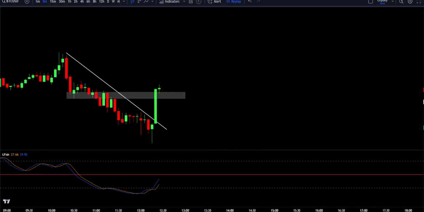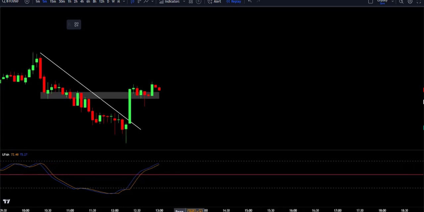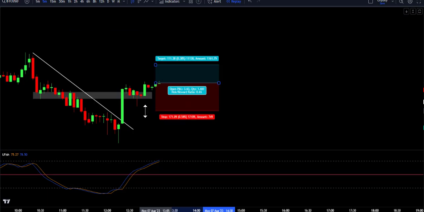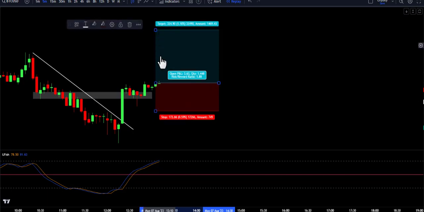You can enter immediately after the close of the candle that breaks the lower high, but remember that entering a trade like this is too risky. Then we are going to wait for price to retest the zone that you marked out before you can enter a trade. Seeing that price has retested the level, you can enter a trade, setting your stop loss below the low and targeting the high. And let your trade run till take profit.